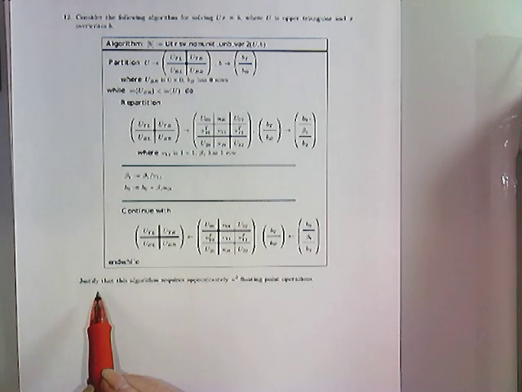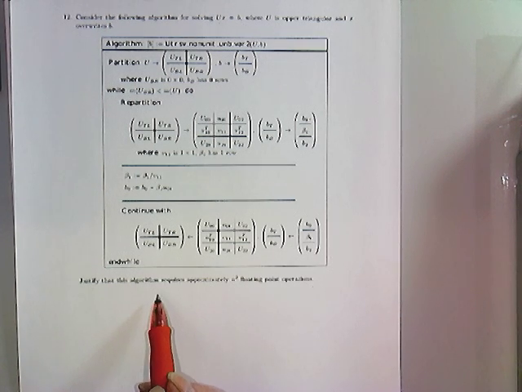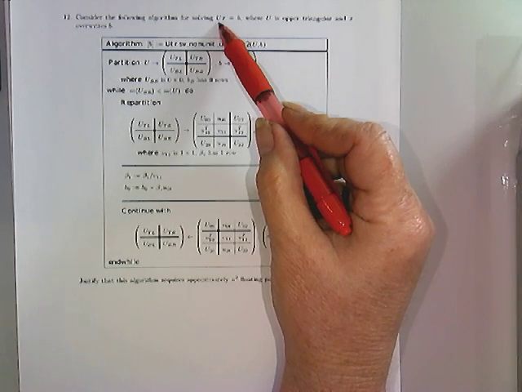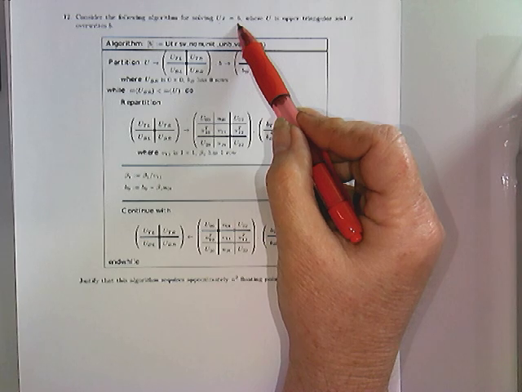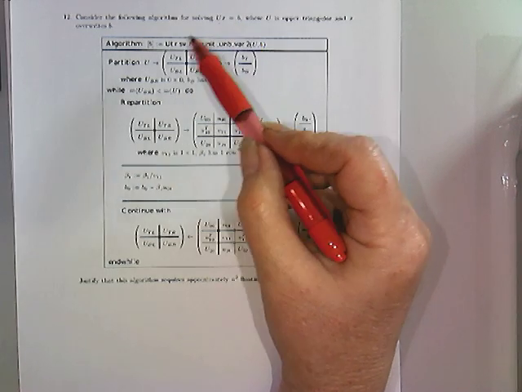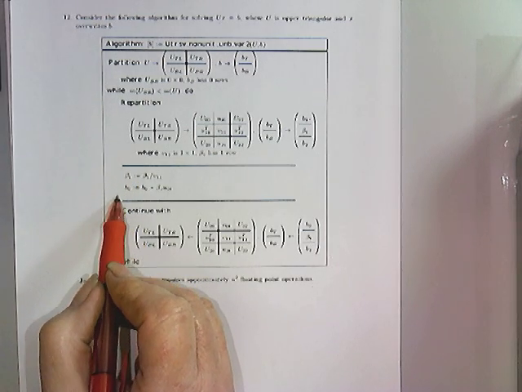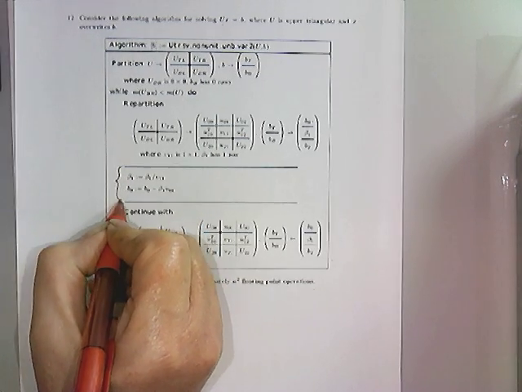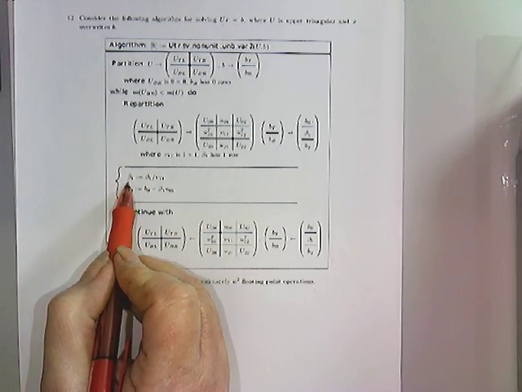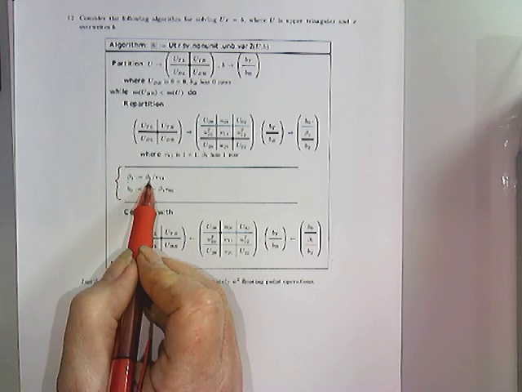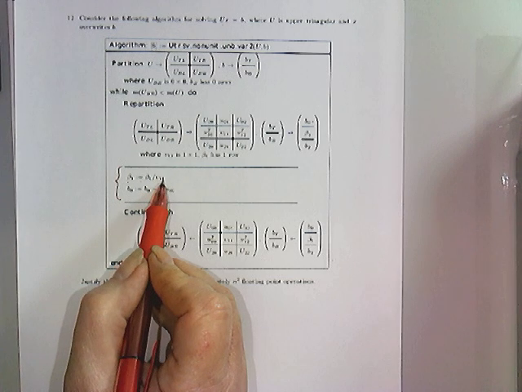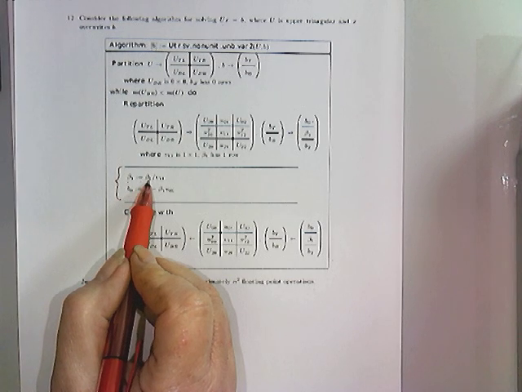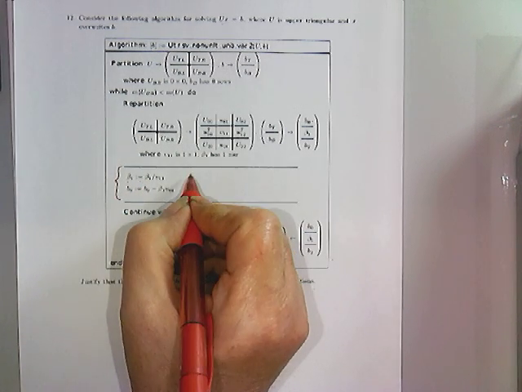In 12, what we want to do is justify that the algorithm requires n-square floating point operations, and this algorithm solves the system Ux = b, where U is upper triangular and x overwrites the vector b. So if we look at this, the updates are done in this region. Beta 1 is updated by taking beta 1 and dividing by nu 1,1. Well, this is just a scalar. It's only requiring one floating point operation every time we do an iteration.